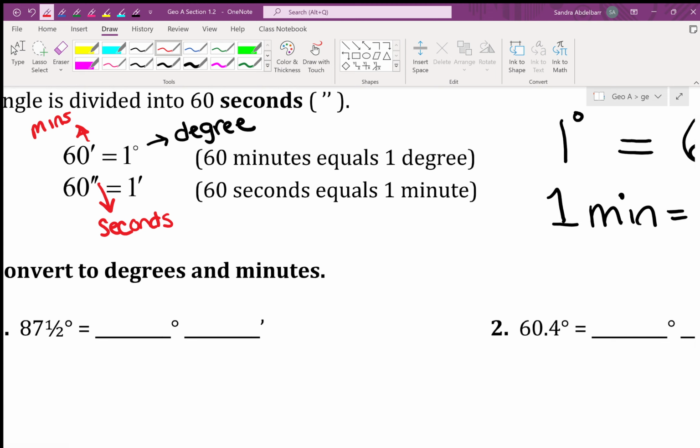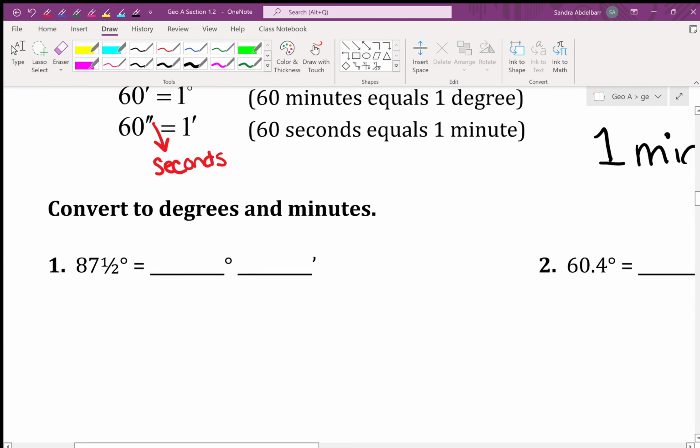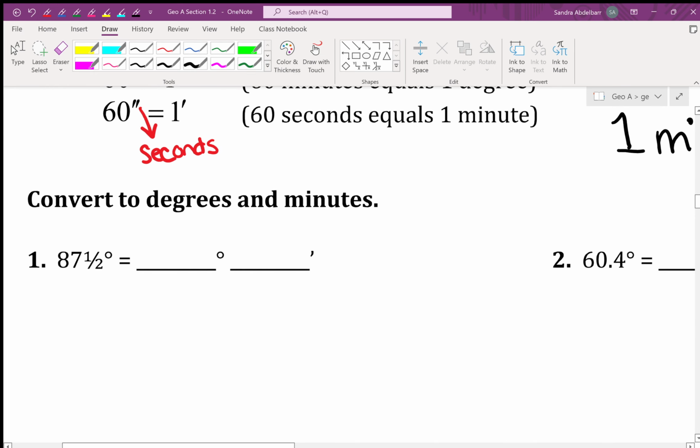So now how are we going to use this? Let me show you. We want to convert to degrees and minutes. So I'm going to take 87.5 degrees. I want to change it to degrees and minutes. I want us to take the whole number. In 87.5 degrees, which number is the whole number? 87. You're going to take that 87, you're going to keep that as your degrees.